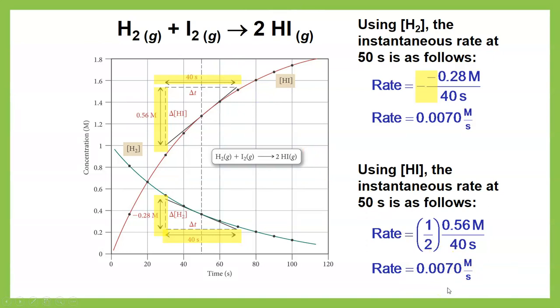It doesn't matter if I'm measuring the disappearance of a reactant or the appearance of a product. It doesn't matter what my coefficients are. All of that gets balanced out by taking into account the coefficients here and the double negatives for my reactants. So we say that the rate of the reaction at 50 seconds is 0.0070, regardless of which chemical you're measuring.